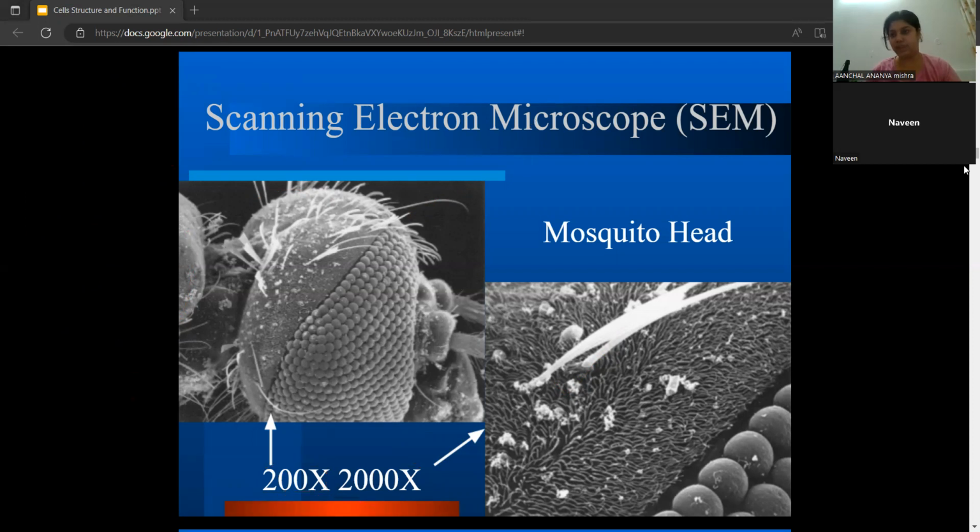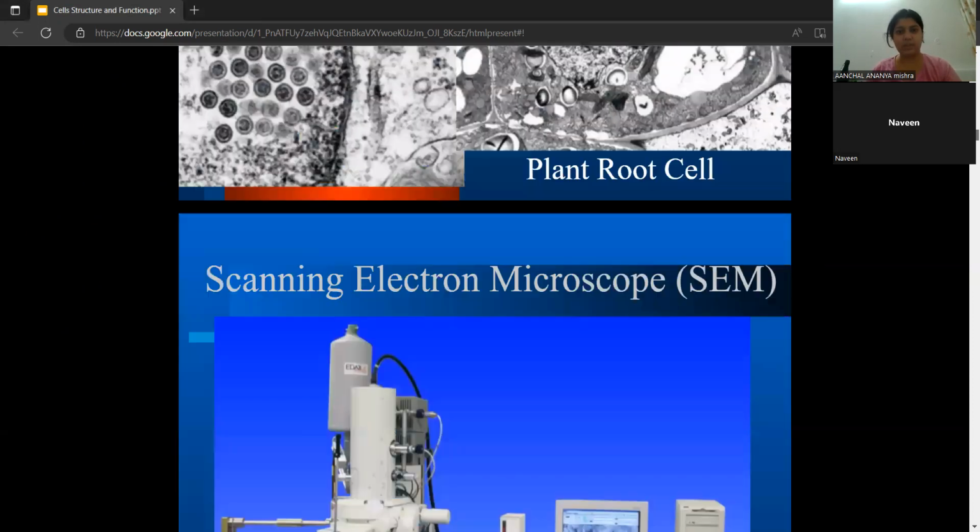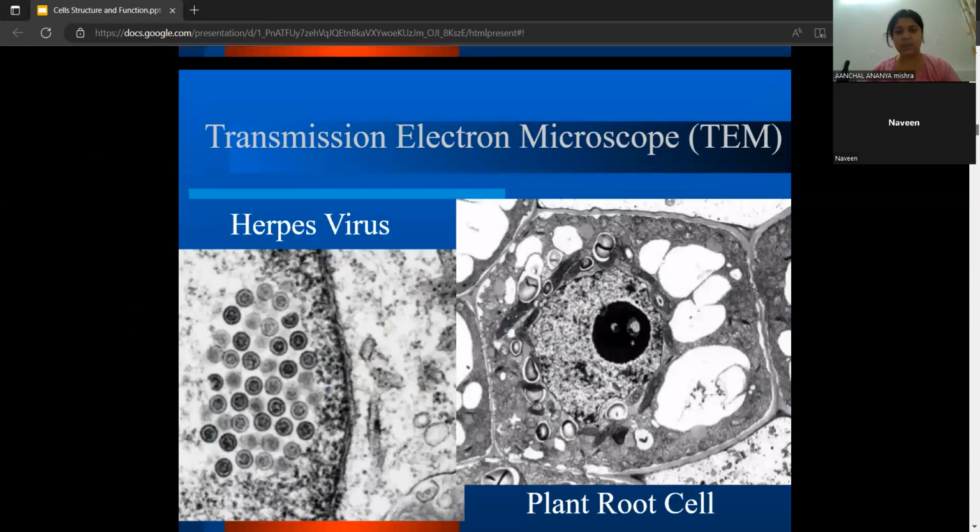What else can we see over here? See, this is the plant root cell. The root cell looks something like this. Okay, this is one root cell. Now what we have to study in this chapter is what are the structures present inside the cell. This is one plant cell.